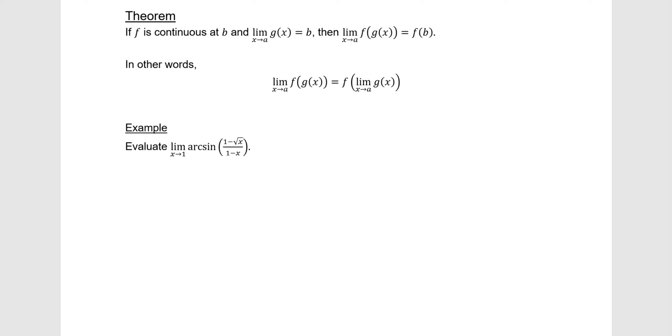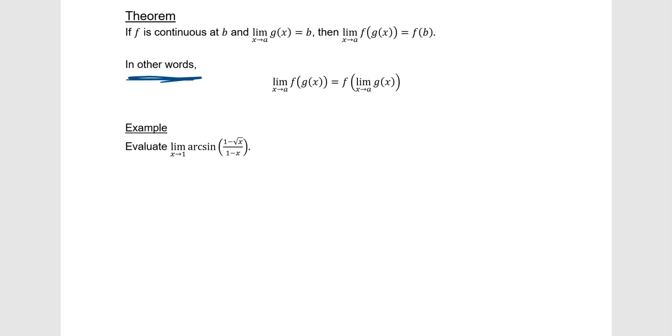Okay, a few more things here. So we have another theorem, this is going to have to deal with composite functions. So if f is continuous at b, and we know that the limit of g of x as x approaches a equals that b value, then that means the limit of f of g of x as x approaches a equals f of b. So kind of confusing with the a's and the b's and everything. Hopefully this one makes a little bit more sense.